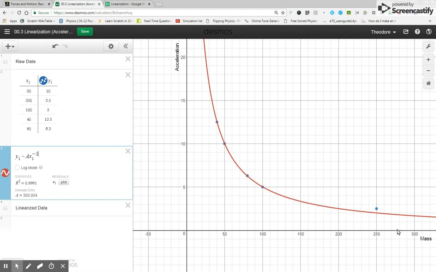So the question is, what does this mean that I need to do? Well, what I'm going to do is linearize this. I want to take these points and make them form a nice diagonal line for which I would be able to measure the slope and the y-intercept. So here's what I do.